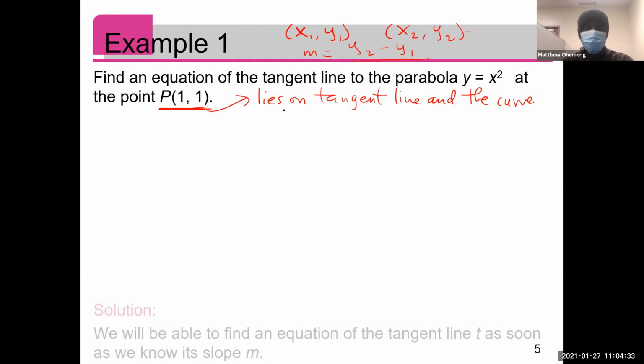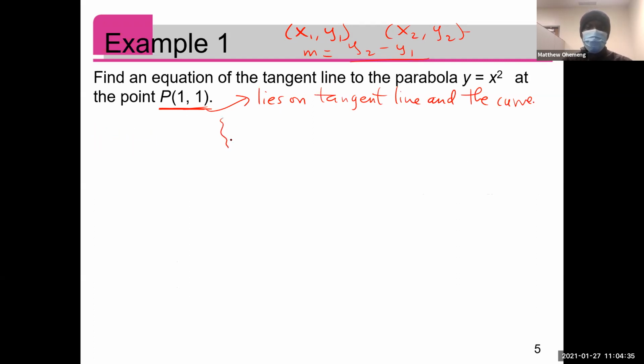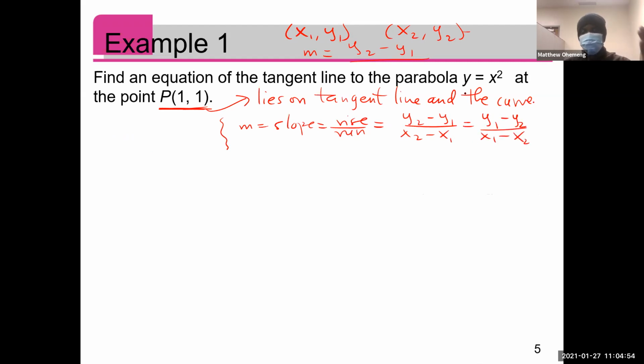Let me see if I have space now. Yeah, I have space somewhere here. So you say the slope will be equal to what? Rise over run. So you do, say, y2 minus y1 all over x2 minus x1. Or you can do y1 minus y2 all over x1 minus x2, right? So you learned this previously. But the thing is, this formula can only be used if you have two points, right? And in this problem, you just have one point.